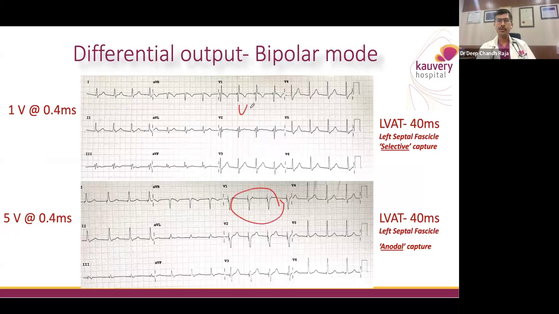This is basically unipolar mode or low output of bipolar mode, where you will see the relatively narrow QRS, RSR prime pattern, as shown in this case example, which is basically left septal selective capture. But either at high outputs or in a bipolar mode, when both the cathode and the anode start capturing, the RBB morphology would disappear and would change into an LBB morphology. That is basically because both the anode and the cathode are capturing the myocardium.